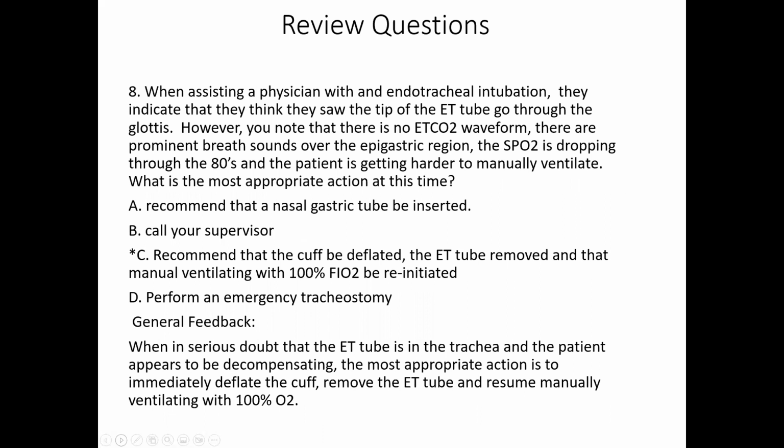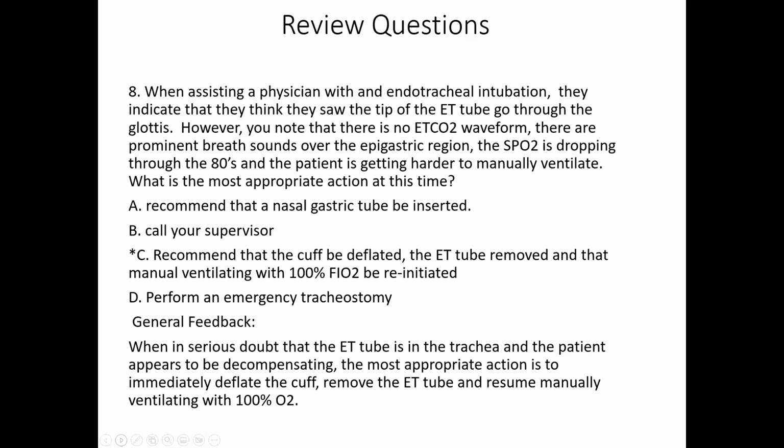When assisting a physician with an endotracheal intubation, they indicate they think they saw the tip of the ET tube go through the glottis. However, you note that there is no end-tidal CO2 waveform, there are prominent breath sounds over the epigastrium, basically over the stomach, and the SpO2 is dropping through the 80s. The patient is getting harder to manually ventilate because their belly is filling up with air, pushing up the diaphragm. What do you do?